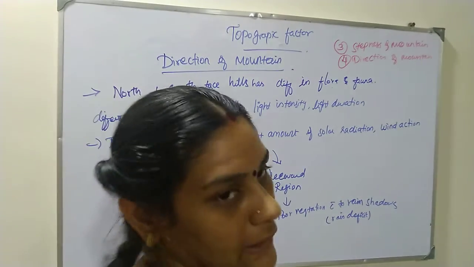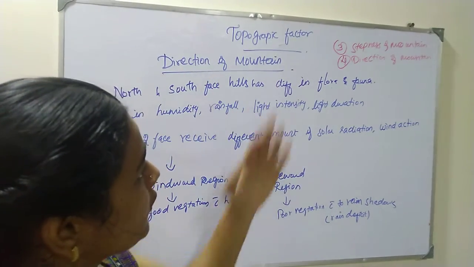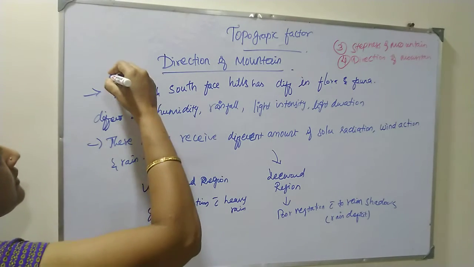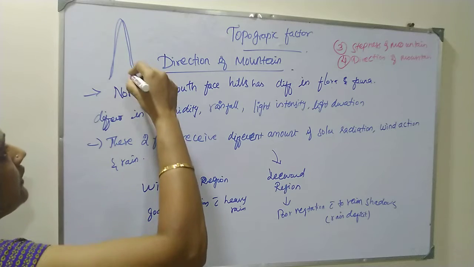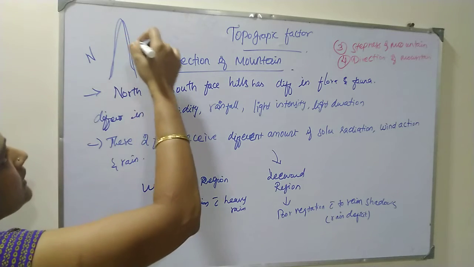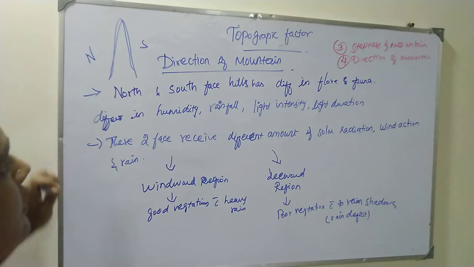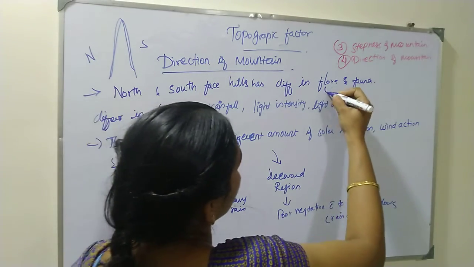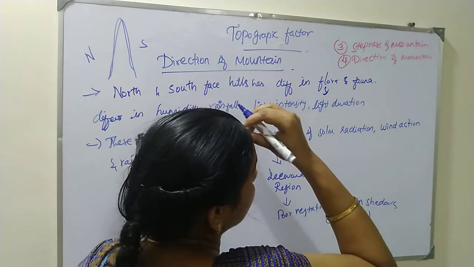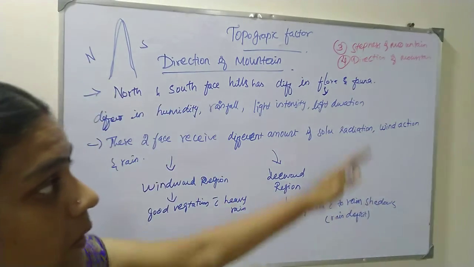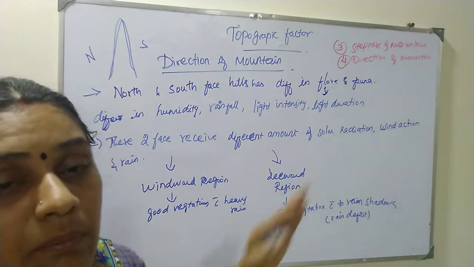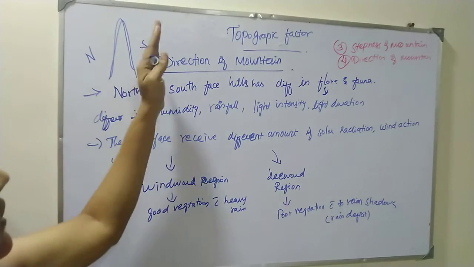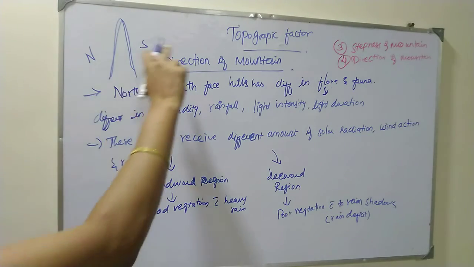Yes, this is again a continuation of the direction of the mountain. In this direction of mountain, there are north and south facing hills. Suppose this is a hill, right? This is the north facing direction and the south facing direction. These two directions differ in their flora and fauna. Flora and fauna that I told you: the plants growing in a particular area are called flora, and the animals living in a particular area are called fauna. These two differ in the hill station, in the different directions of the north and south face.